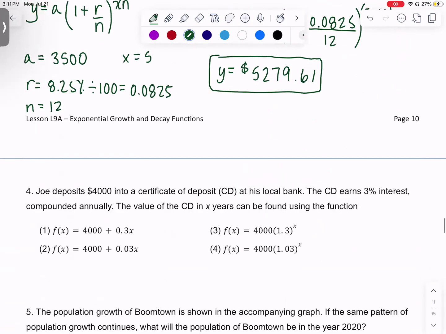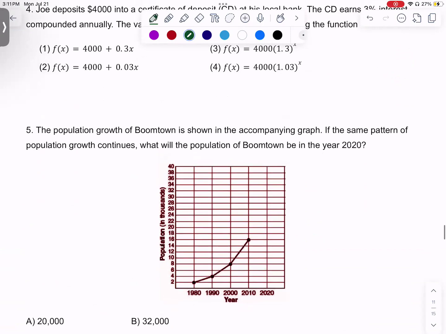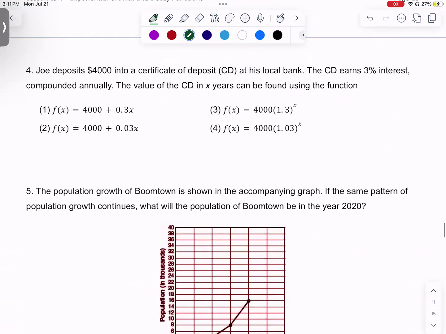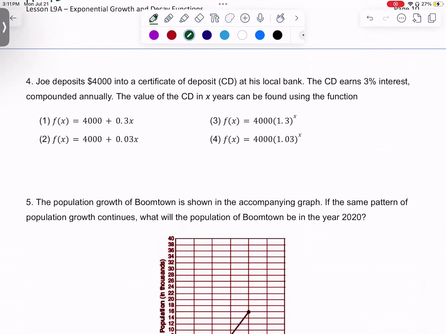Okay, next page. Number 4. Joe deposits $4,000 into a certificate of deposit, CD, at his local bank. The CD earns 3% interest compounded annually. The value of the CD in x years can be found using the function. Whenever we have a percentage like this, it's going to be an exponential function. So 1 and 2 are out because they are linear. These are linear functions. We don't want those.